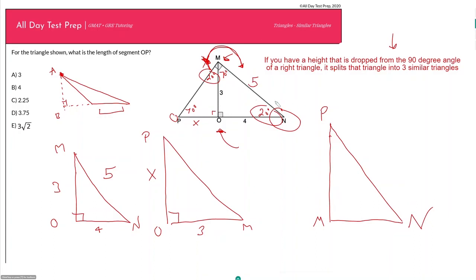Now, if we were to continue with our labeling, we know MN must be 5. I don't know the value for NP, but I know it's going to be 4 plus X. Then just as before, PM, we don't really know, so we can't label it. If we wanted to, we can say Z or something. Then everything will be labeled. But we didn't need to do that, because we just want to solve for X, and we already had a proportion just with these two triangles here.